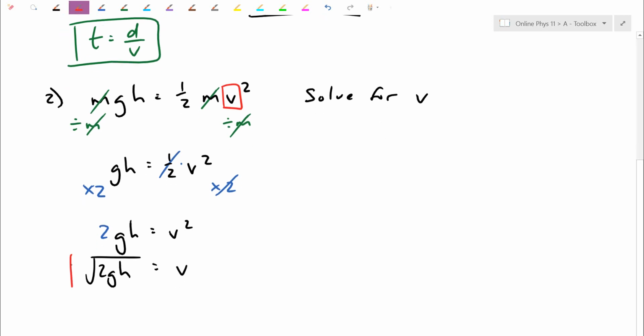I've been saying I want v equals something. Even if the v is on the right-hand side here, because this is an equality, we're saying v is equal to root 2gh. So as long as they give you what g is and what h is later on, you can very simply punch your way in for v.